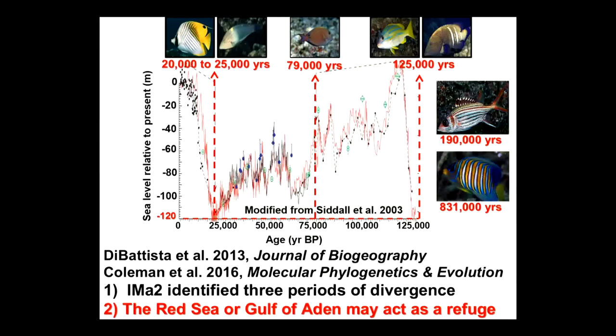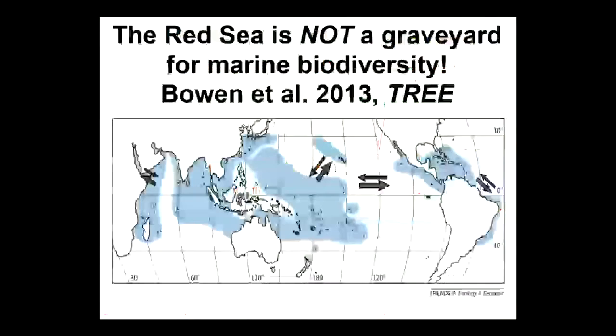But much more interesting for us is the older divergence time in these widespread fishes. This is a squirrelfish and an angelfish. This suggests to us that the Red Sea or Gulf of Aden may act as a refuge during these levels of low sea level, so not all of these populations went extinct. They were able to maintain populations during these times and remain isolated from their Indian Ocean counterparts.